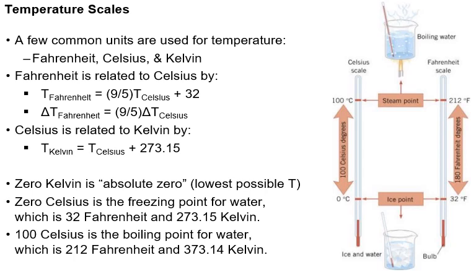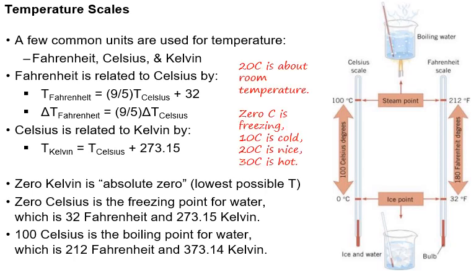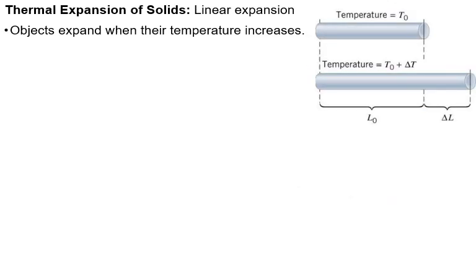Now, to help you check the reasonableness of your answer, there's this basic thing you can keep in mind. 20 degrees C, that's about room temperature. 0 is freezing, 10's pretty cold, 20's comfortable and nice, right? 30's hot. So that's a basic way to remember it: 10 is cold, 20's nice, 30's hot. So that's just defining the basics of heat and temperature.